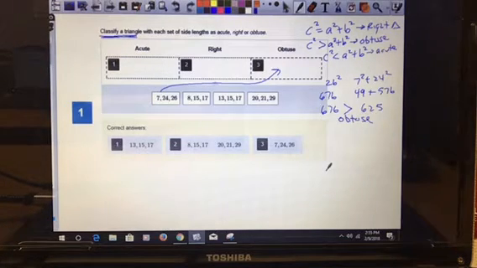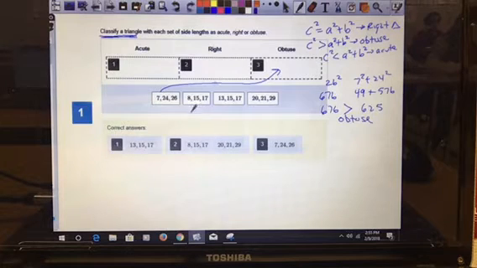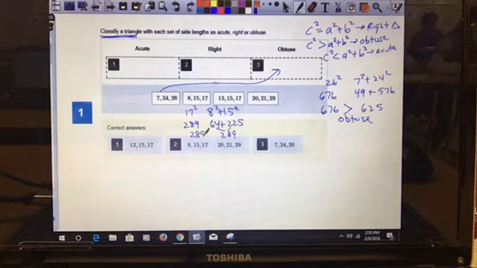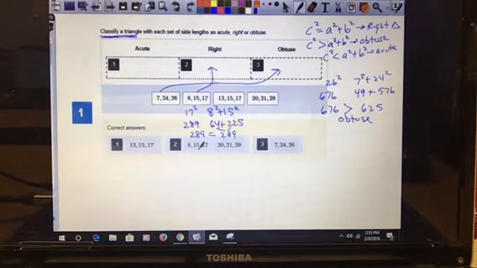I'll do 1 or 2 more here. If you did the second one, you would do 17 squared and compare it to 8 squared plus 15 squared. 17 squared is 289, 8 squared is 64, and 15 squared is 225. When you add 64 and 225, you get 289. So those two are equal, so this one goes in the right triangle category, because c squared was equal to a squared plus b squared. That's when the Pythagorean theorem works. When it works, it's always a right triangle.